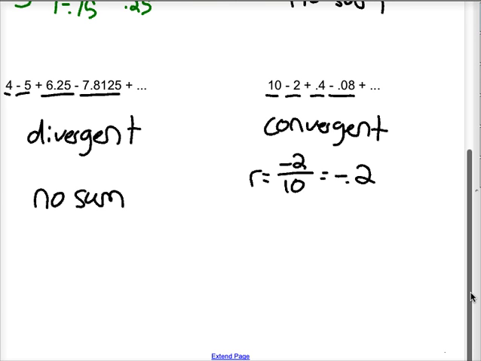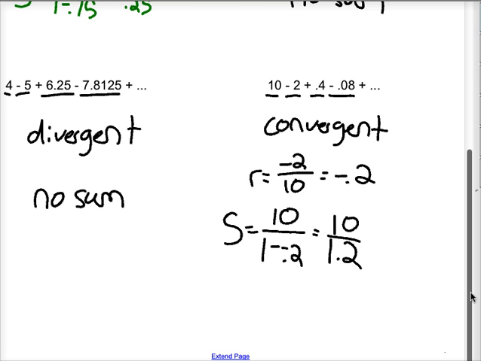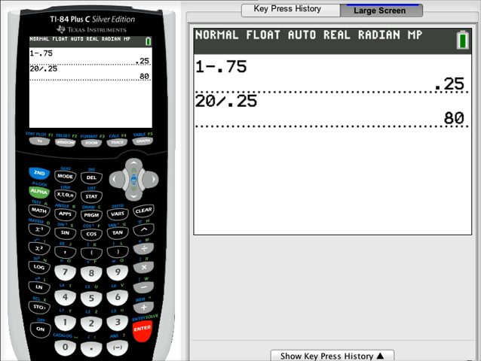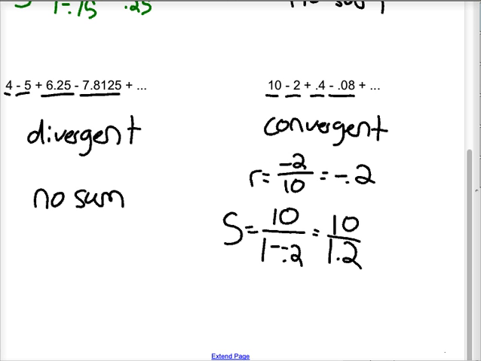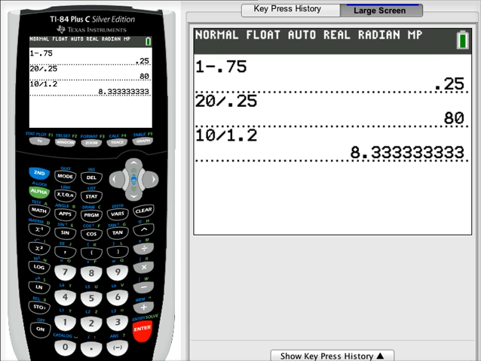Once we have that R, now we can plug it into that formula. So the first term divided by 1 minus that R, so we get 10 divided by 1.2. Because remember, subtracting a negative is the same as adding. So 10 divided by 1.2 is 8.3 repeating. So that's what I'm talking about, where yes, you could write it as 8.3 repeating, but notice it's a decimal that doesn't have an end.